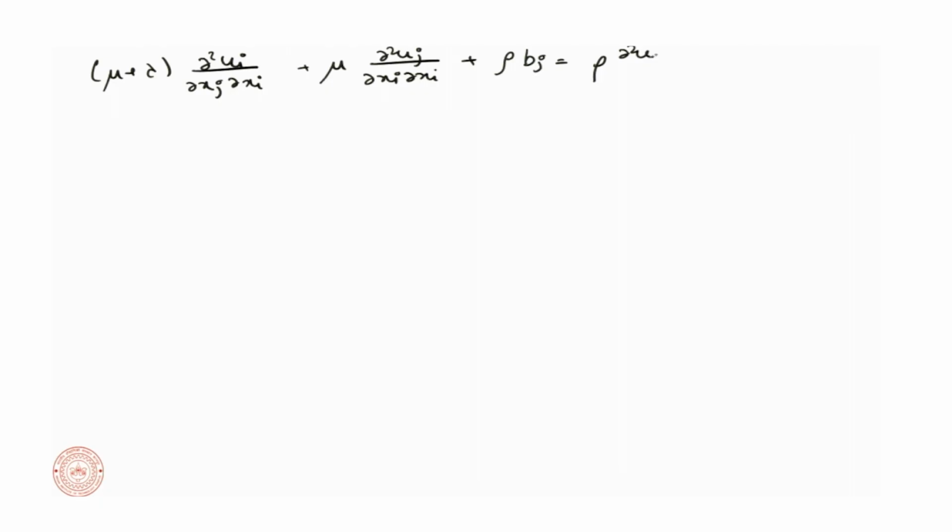Now, let us rewrite this without this thermal strain. In many applications, we do not have temperature gradients or thermal strain. So if we rewrite this expression again, we will have (mu plus lambda) del square u_i by del x_j del x_i, plus mu del square u_j by del x_i del x_i, plus rho b_j, equals rho del square u_j by del t square. This is our consolidated expression.